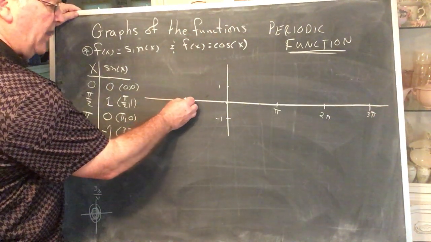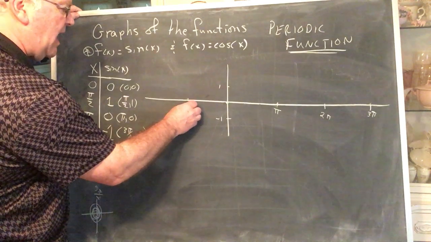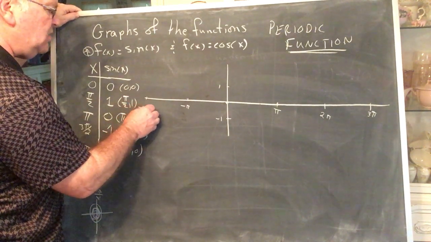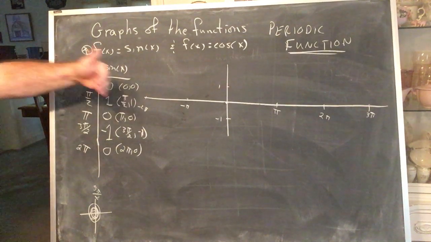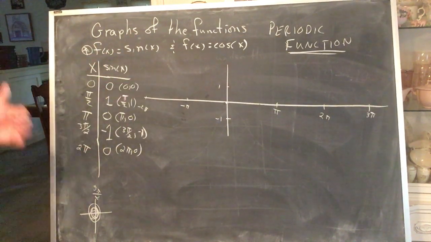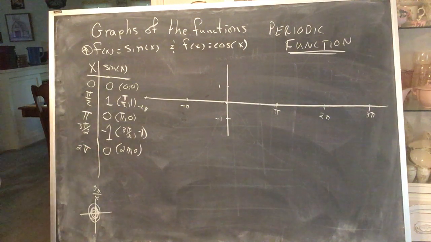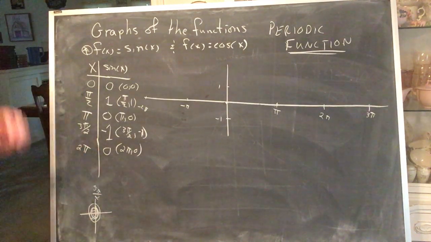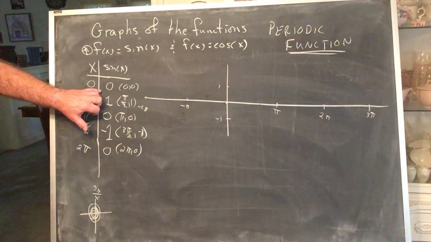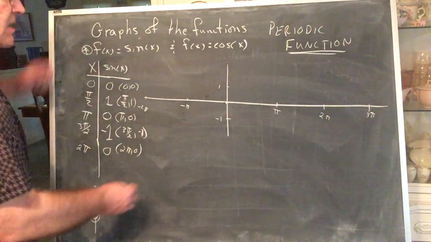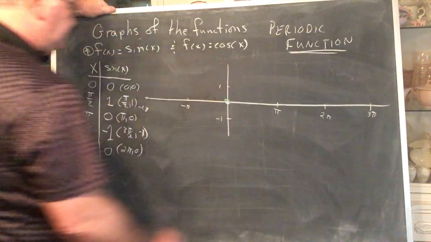And in the negative direction, this is negative pi, this is -2 pi, and so on in the negative direction. It is convenient to score off the x-axis not in terms of 1, 2, 3, and 4, but in terms of pi, 2 pi, 3 pi, multiples of pi. So we've already plotted the point 0, 0. I'm going to use a different color. So this is 0, 0.